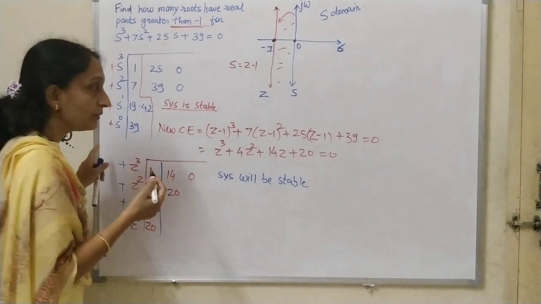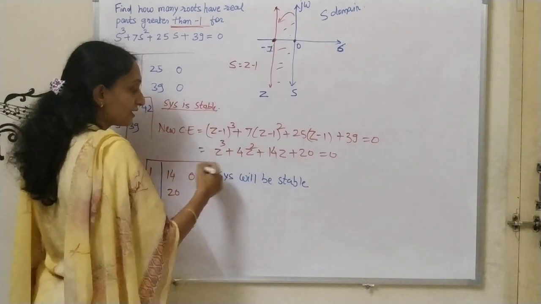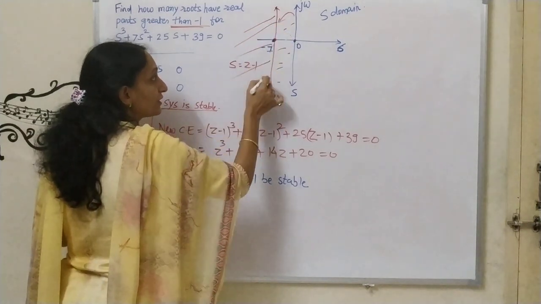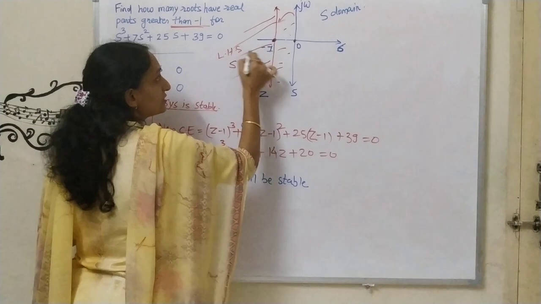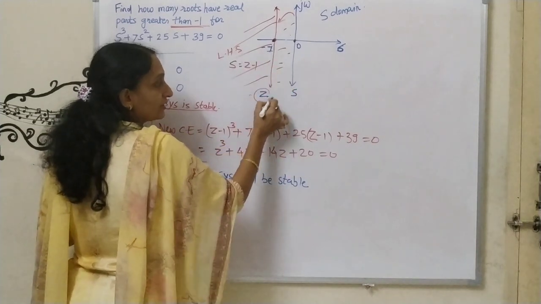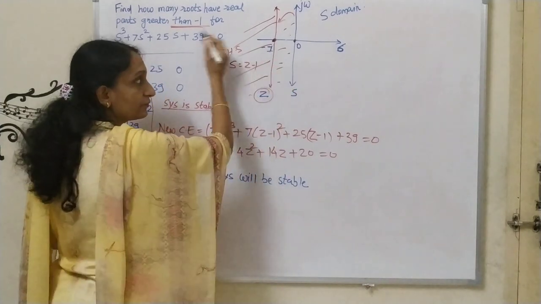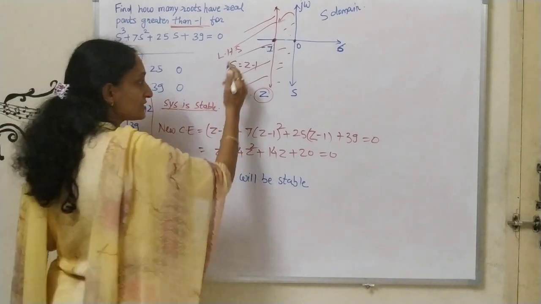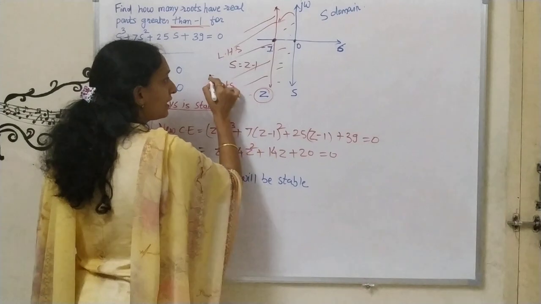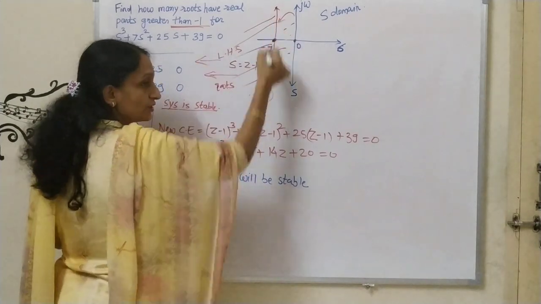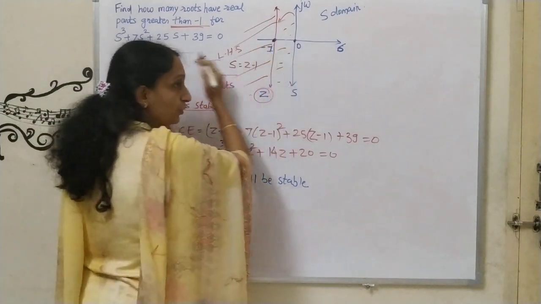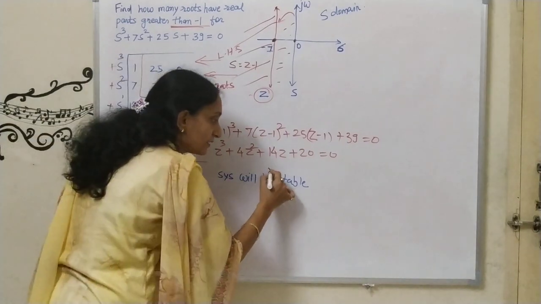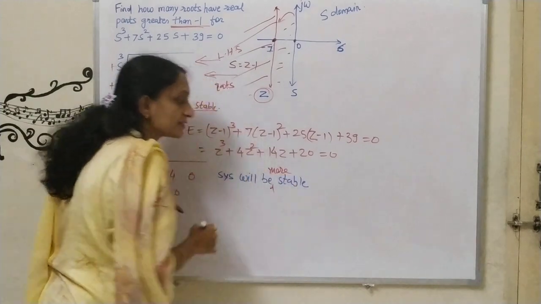Okay, so what will be my conclusion now? As there are no sign changes, all roots will be on left hand side of this new j omega axis, means this z, left hand side of this z. Okay, so what is your conclusion? As the roots are away from this new axis, that is away from j omega axis, system will be more stable. What I will write here? System will be more stable.